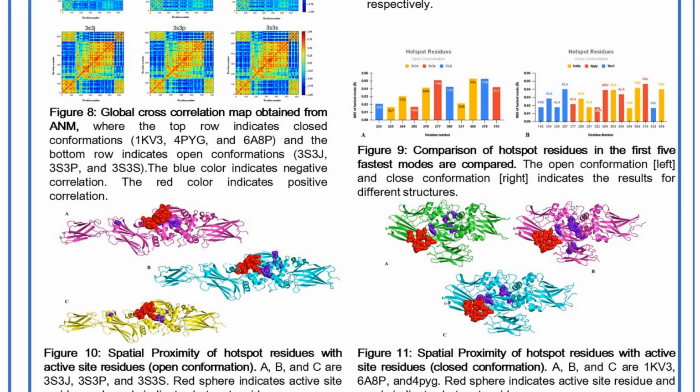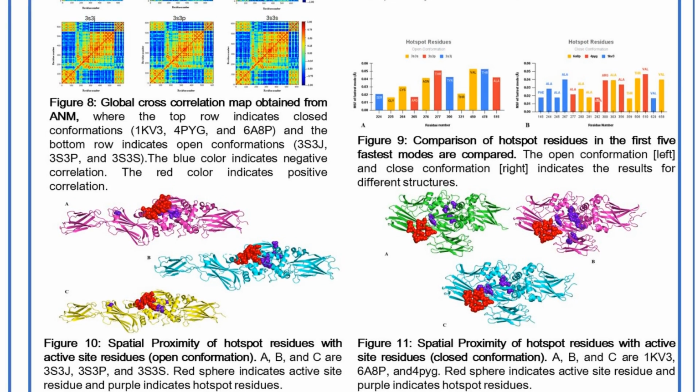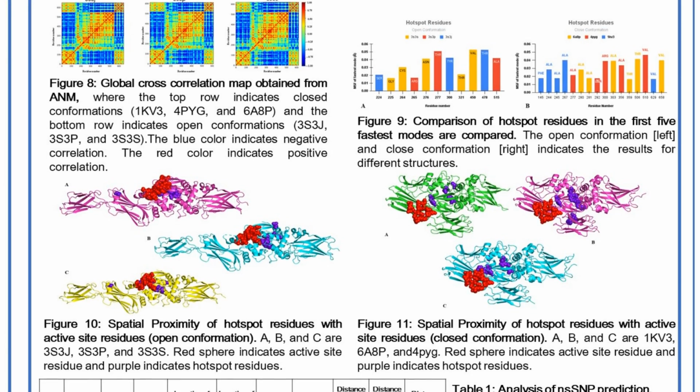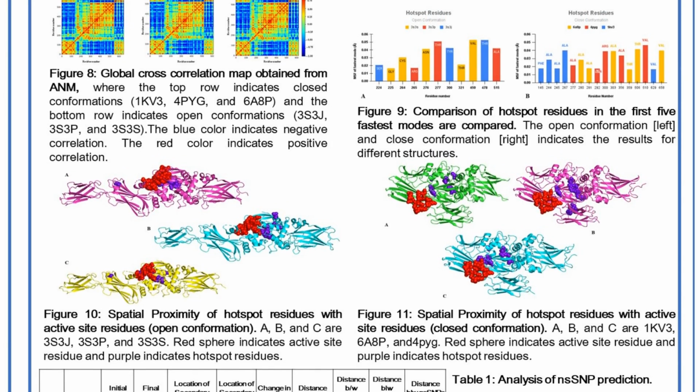In open conformation, the hotspot residues are located near the active site. In closed conformation, the hotspot residues are far away from the active site region.